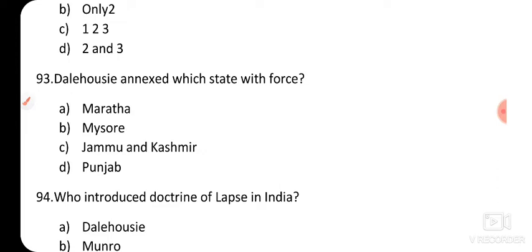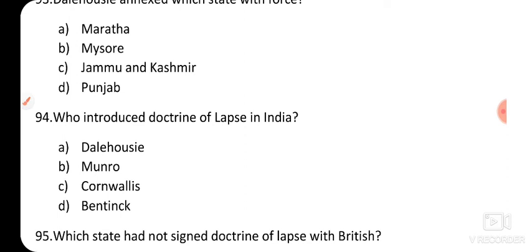Option A, Maratha, option B, Mysore, option C, Jammu and Kashmir, option D, Punjab. So the correct answer is option D, Punjab. Question number 94. Who introduced doctrine of lapse in India? Option A, Dalhousie, option B, Munro, option C, Cornwallis, option D, Lord William Bentinck. So the correct answer is option A, Dalhousie.